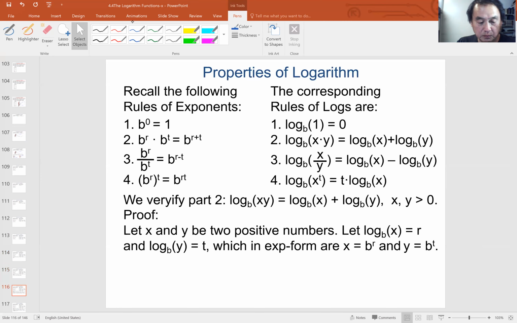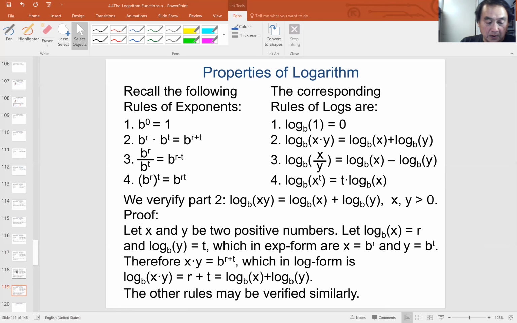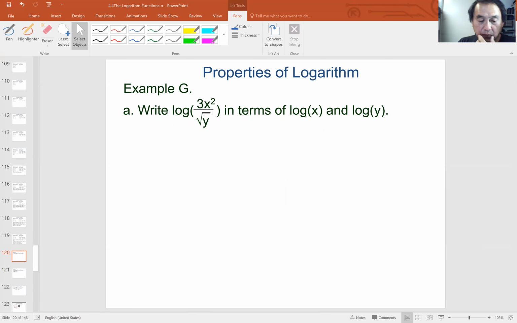So here's one proof. I'm going to leave it up to you to read and sort out. Who plays which role? Therefore, the rule can be reinterpreted into the log form on the right-hand side. Now, what do we do with these rules?